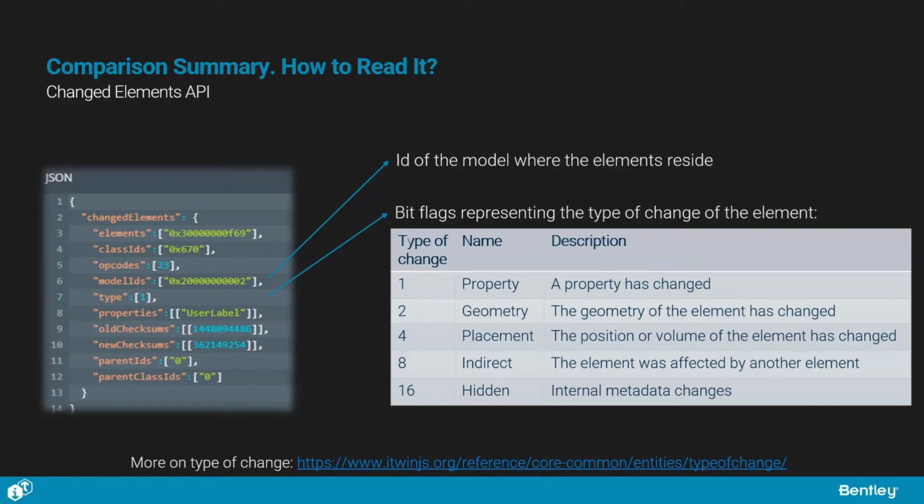And this simply means that the element has other related elements that provide properties for it, and those elements had changes. Finally, 16, binary 10000, means that some internal metadata has changed on the element. This last one is not important for visualization.